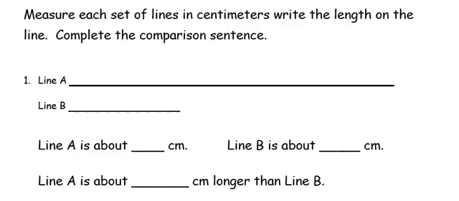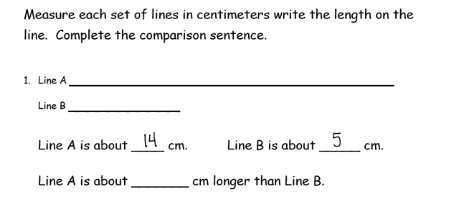This tutorial is for 2nd grade, Module 2, Lesson 6. In this lesson, we will use centimeter rulers to measure lines and then use those measurements to make comparisons between the lines. For example, if I were to measure line A, we would find that it is 14 centimeters long, and line B is 5 centimeters long.